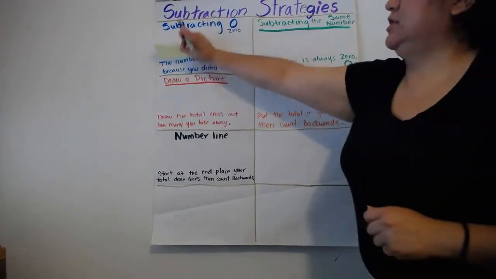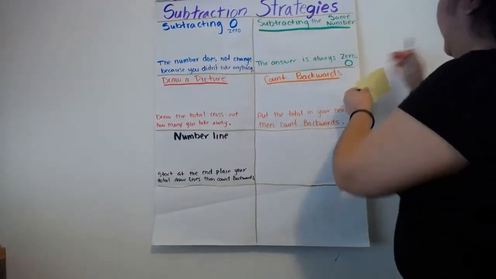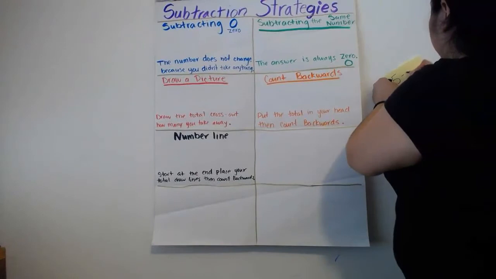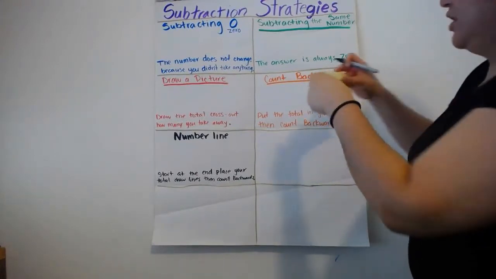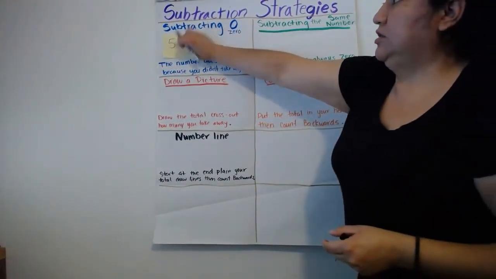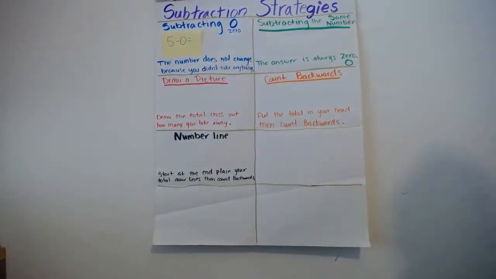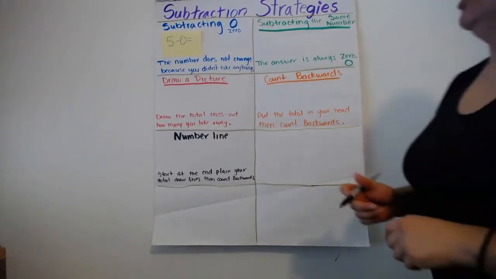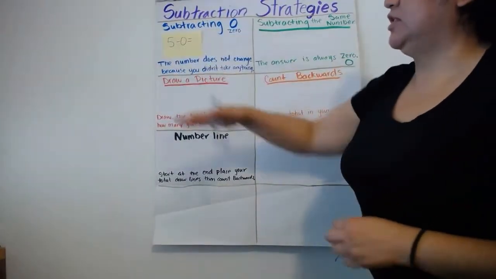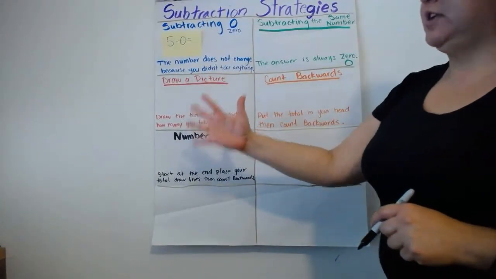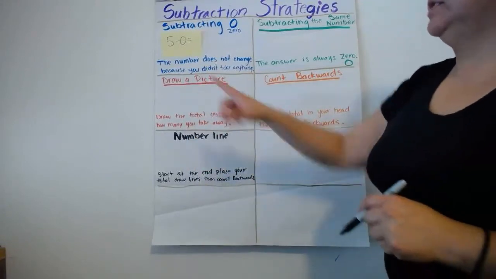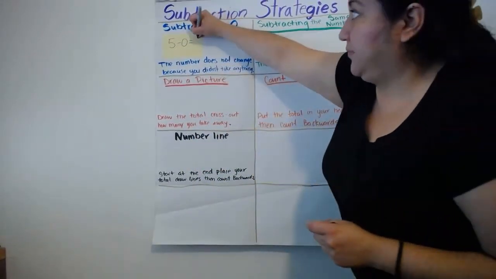So let's say that you have 5 minus 0. Your answer is always going to be the same number because you're not taking away anything. So if you had 5 and you take away 0, you're not taking anything away, so your answer is the same number. That would be 5.